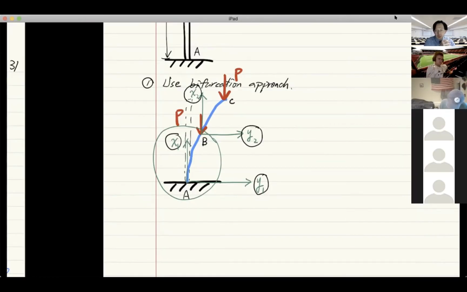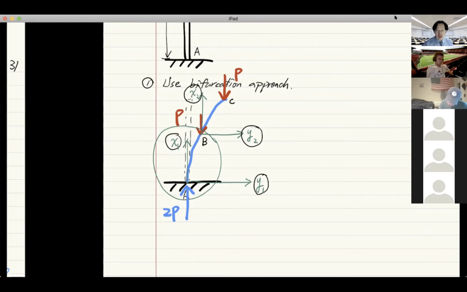What is the reaction at point A? 2P, yes, of course, 2P. And besides 2P, do we have anything else? The moment. We of course have the moment. Now, what's the direction of the moment? Is it clockwise or counterclockwise? Counterclockwise. It should be counterclockwise, right?